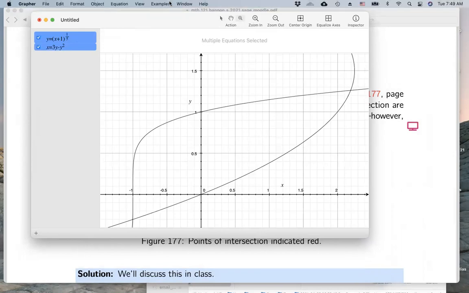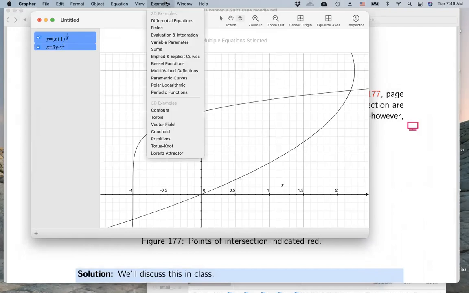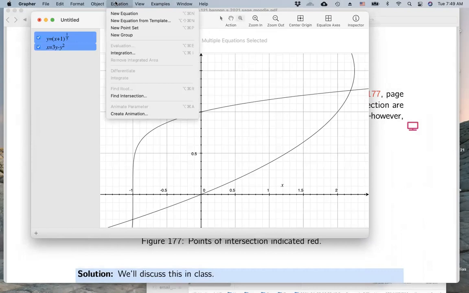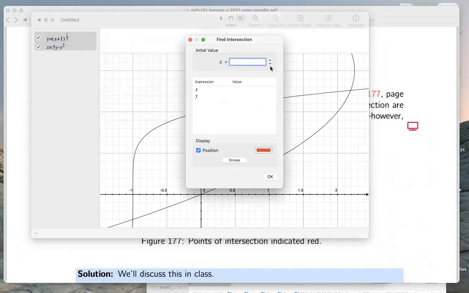And again, I'm using software. I'm not doing this by anything but software. So let me show you this over here. I'm going to find intersection. It asked me for a guess. I'm going to say 2. What does it give me? It gives me those numbers over there.